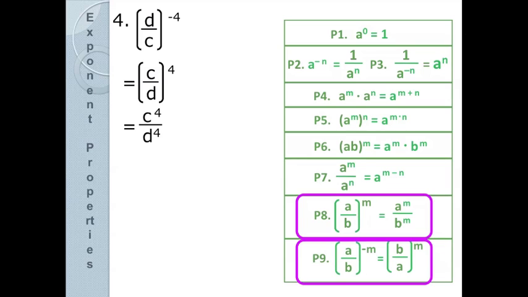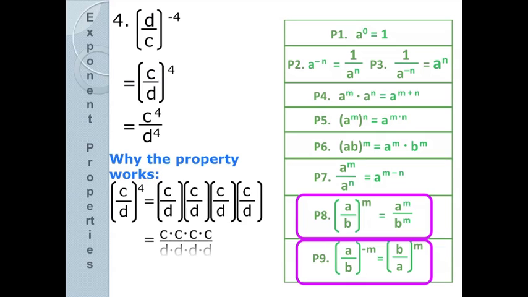Notice we will stop here and let it be our final answer. We cannot use property 7. It says we must have like bases in order to subtract the exponents. Again, to see why it works just helps further your understanding of the exponent properties.